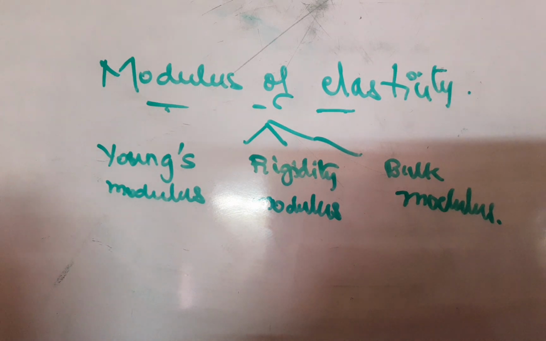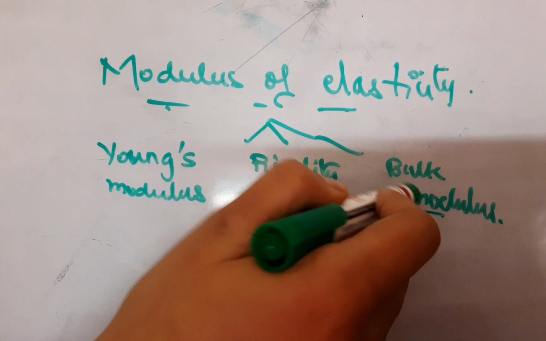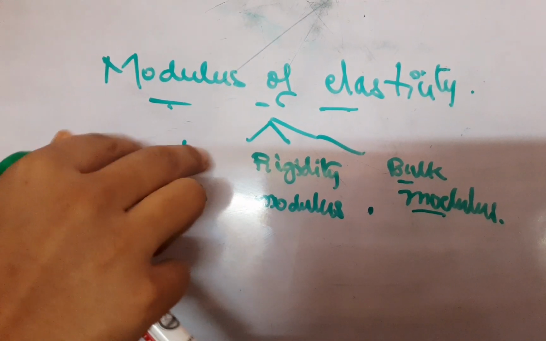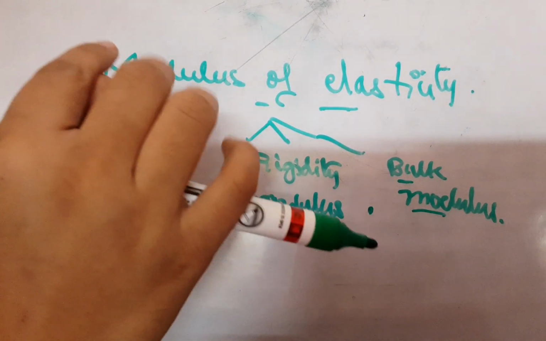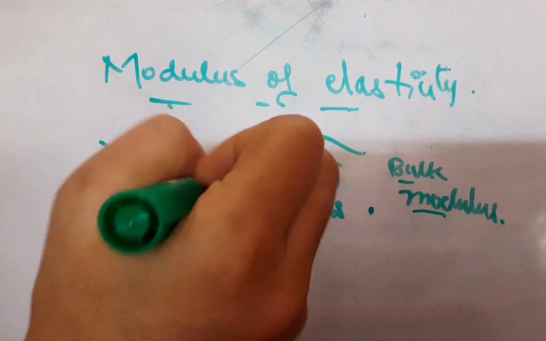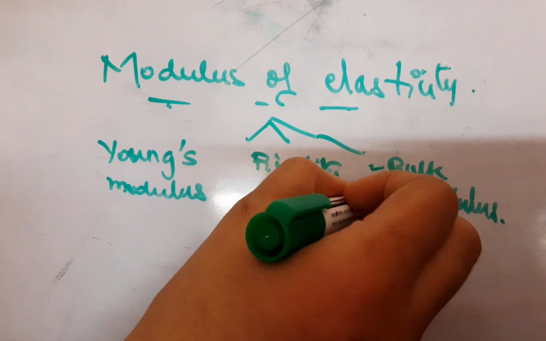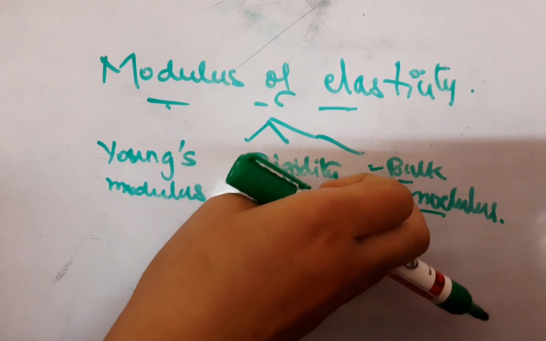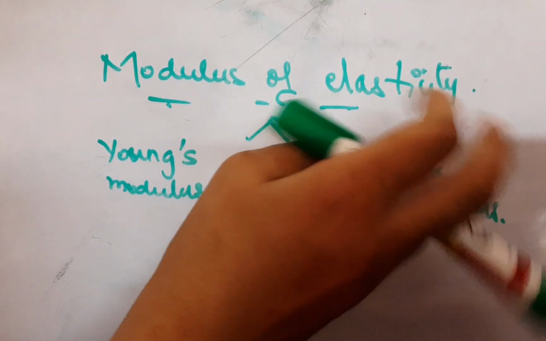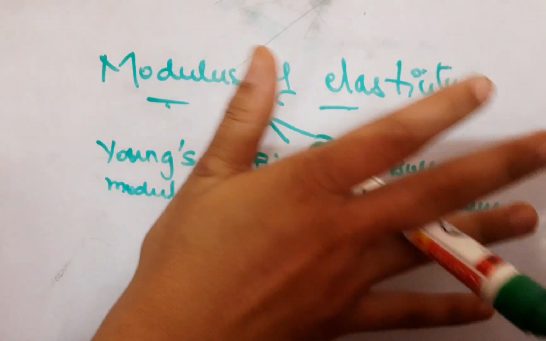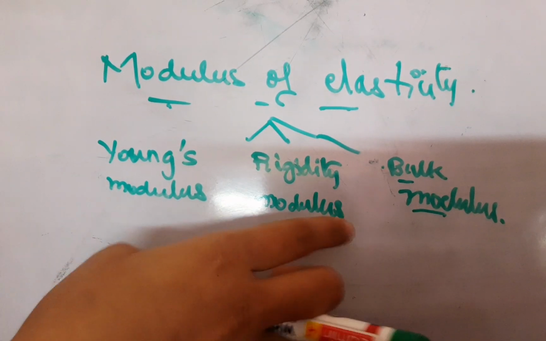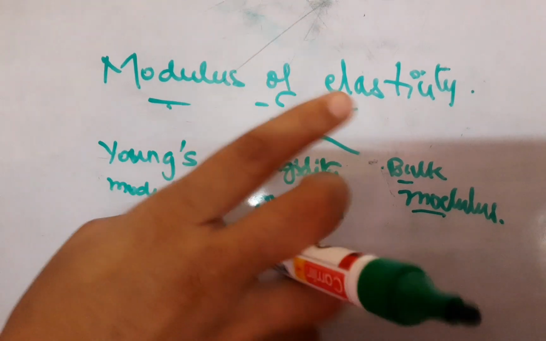Now the bulk modulus is especially used in the case of liquids. There will be no Young's modulus for liquids and no rigidity modulus for liquids, but there will be a bulk modulus for liquids. So bulk modulus is very important for liquids and gases, but Young's modulus and rigidity modulus are only for solid objects.